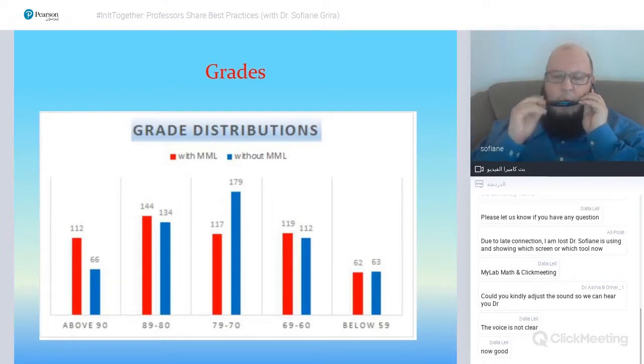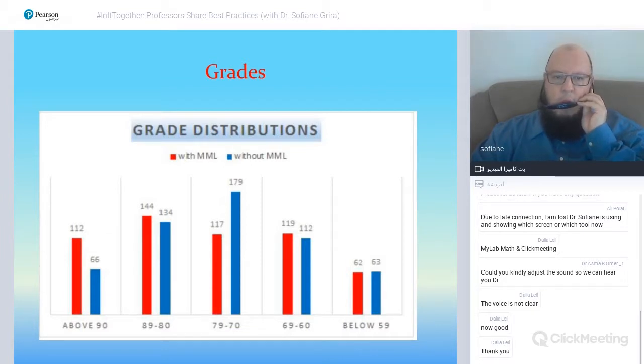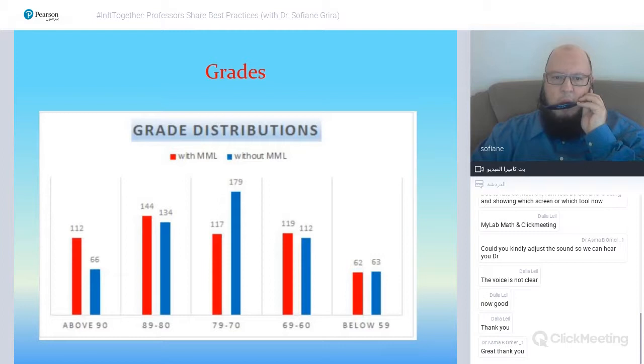So the grade distribution between the students. As you can see here, in red are the grades of the students who were taught using MyLab Plus, and their exams were also online using MyLab Plus. The other students did not use MyLab Plus, and their exams are hard copy. So we see there is a big difference for the students above A, above 90. But for the weak students, it's almost similar. But overall, the grades are much better.